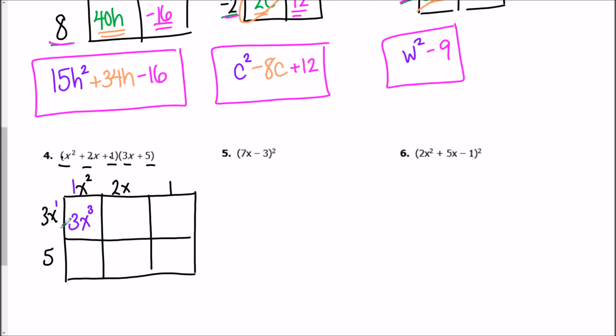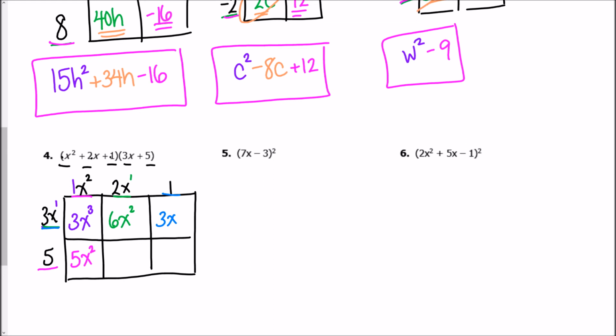For the next term, I'm going to do 3x times 2x. And this is 3x to the power of 1 times 2x to the power of 1. Well, 3 times 2 is 6. And then when I multiply, I add my exponents, so I get x to the power of 2. For my next one here, I've got 3x times positive 1. So 3x times 1 is just going to be 3x because anything times 1 is itself. For the next one, I've got 5 times 1x squared. So 5 times 1 is 5, and then the x squared just tags along.